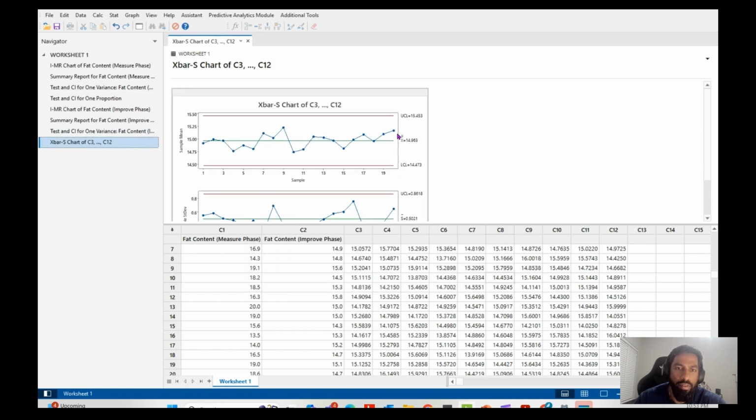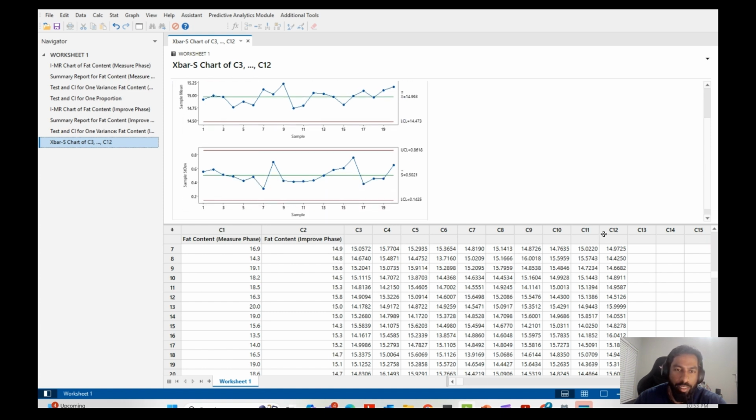And there you have a control chart for all the samples together. And it looks like the control chart is under statistical control and stable. So we can move further. Now, in order to check for the confidence interval of all the samples together, for that we can use the interval plot.